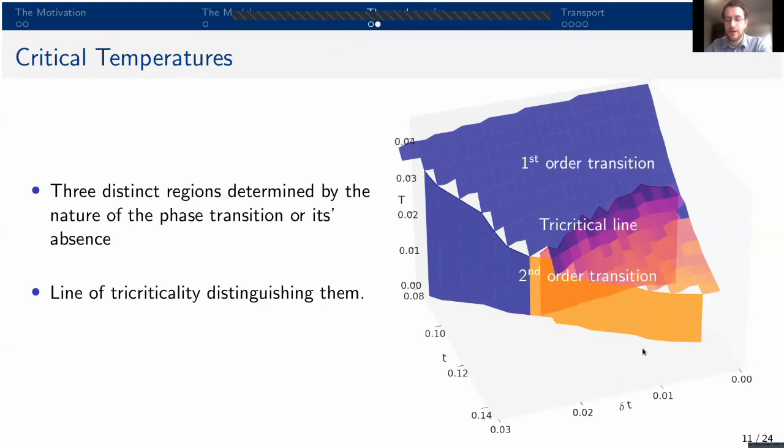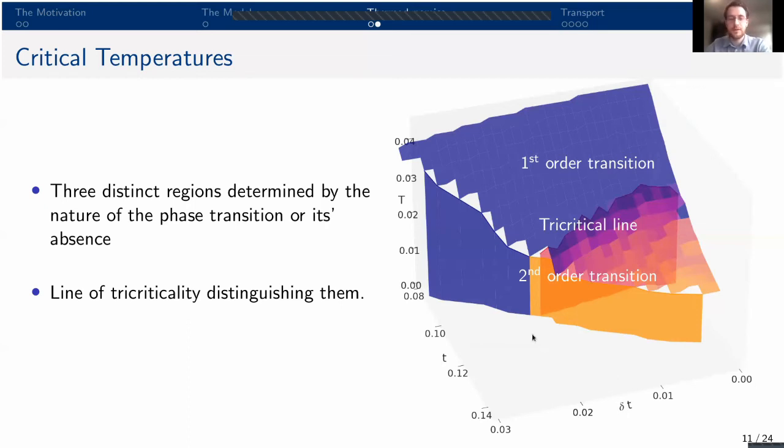So you have here in the X direction delta T, and in the Y direction T for hopping. So delta T is the amount of anisotropy. And again, we see in navy, there's a first order transition, and in gold, there's a second order transition. And so there's this line of tricritical points that distinguishes between the two of them. And this line of tricritical points is decreasing in temperature. The critical temperature is decreasing as a function of increasing anisotropy.